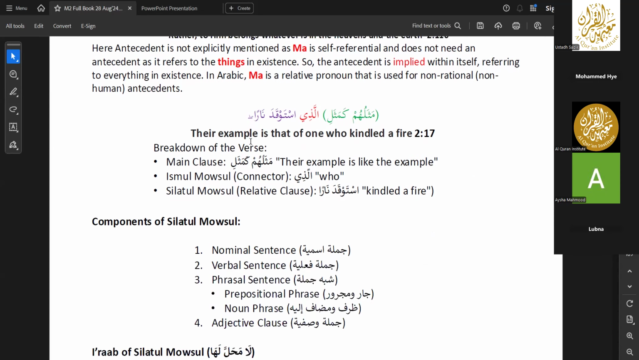Good. Next, mathaluhum kamathalil-ladhi istawqada nara. Again, from Surah Al-Baqarah. Their example is that of one who kindled a fire.